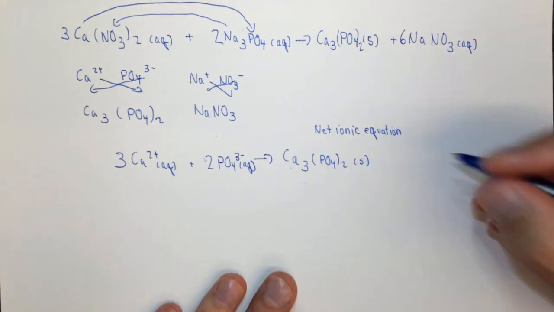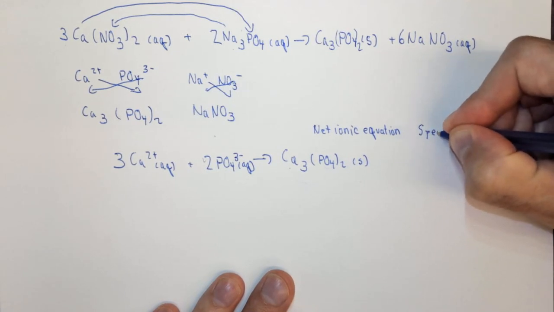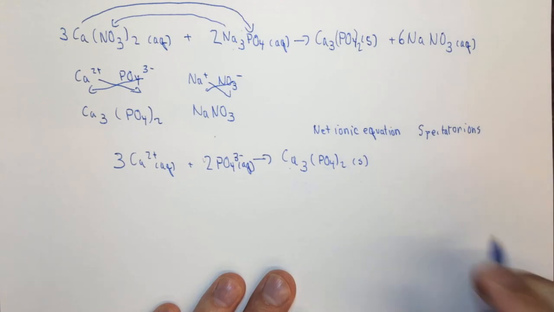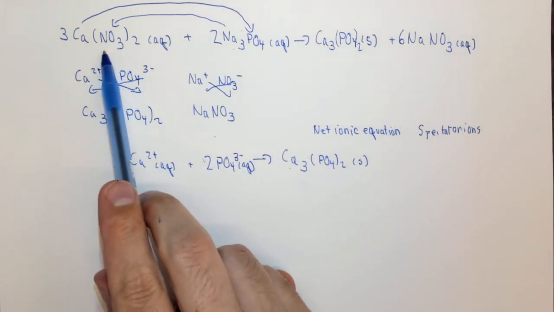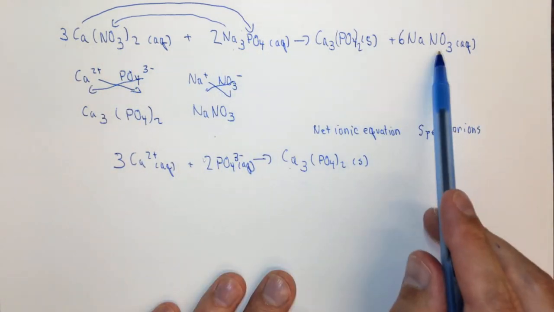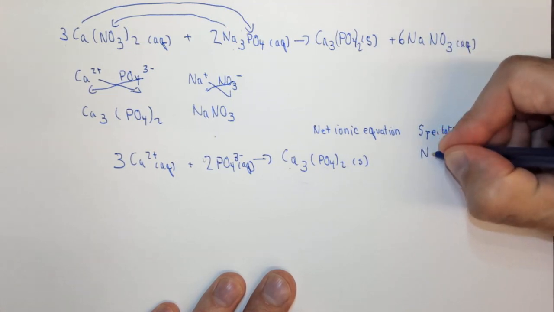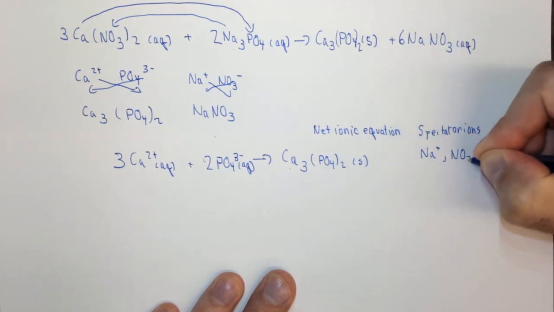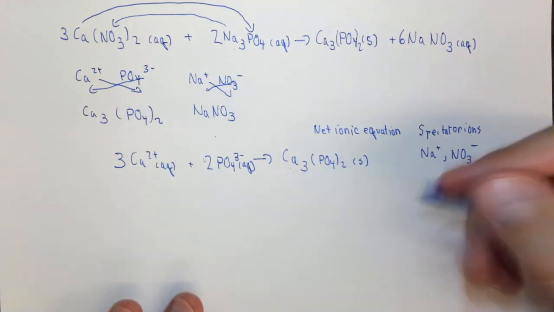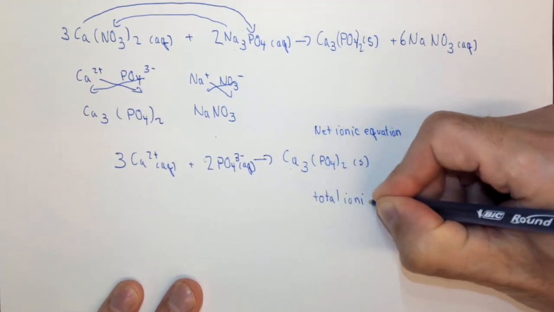I can also identify, without having to do any extra work, the spectator ions. And those are the ions that are aqueous on both sides. Notice that everything is aqueous on the reactant side, so I need to look at the aqueous products. The aqueous products are Na+ and NO3−. These are just floating around in solution. If you needed it, you could develop the total ionic equation.